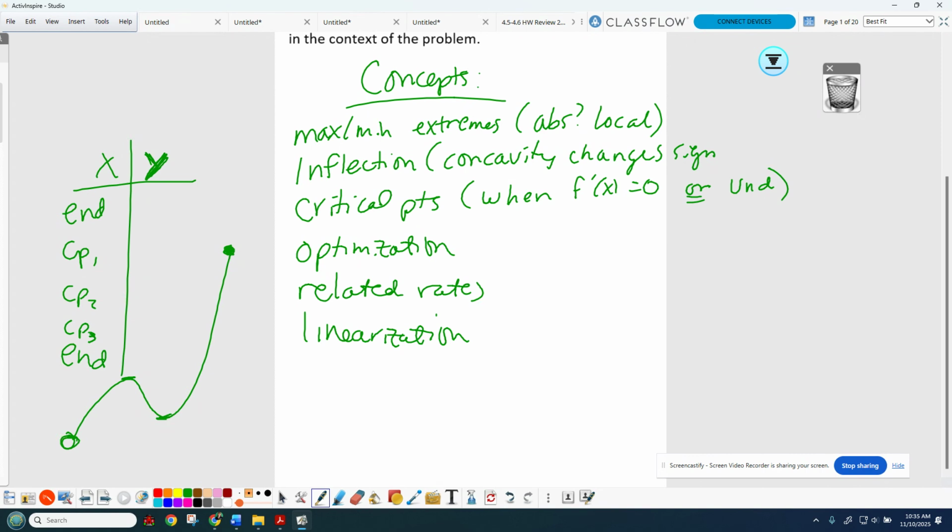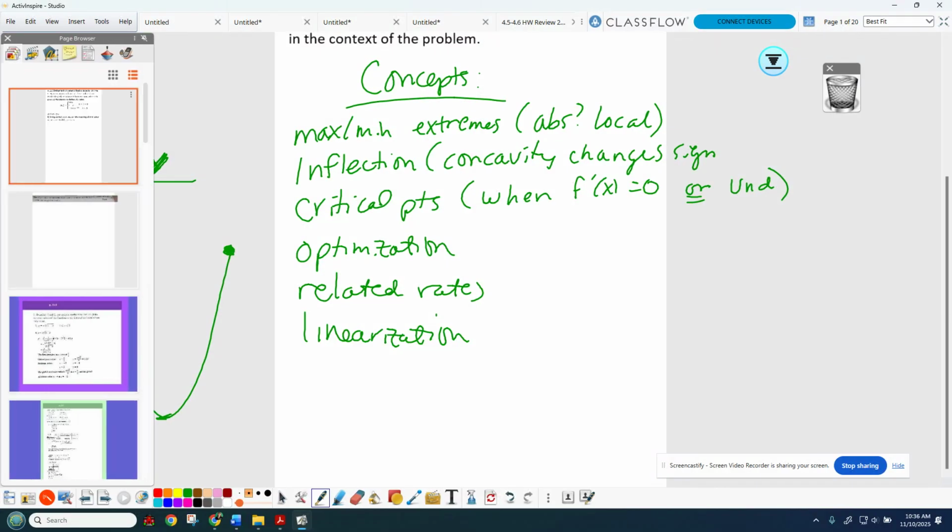Wait, so when we're doing linearization, do you want us to do it with the tangent line? Like, you want us to show the tangent line? Because in the textbook, when they were explaining it, they showed it with differentials and stuff. So are you good if we just show the tangent line? Yep. Alright.